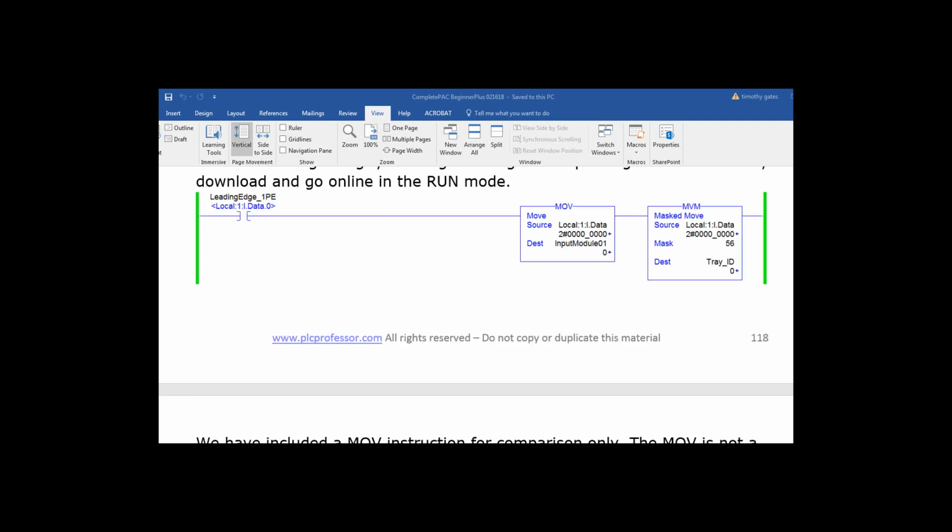This rung of logic that I had you put in your program is real simple. It's got 2 move instructions, one with a mask and one without. The sole purpose is for you to be able to compare the value in input module 01 with the tray ID. So the move is just a direct move. Basically, you could say that we are buffering the state of the inputs from local 1I data into another tag called input module 01. But primarily, this is there just so you can compare the 2 values.